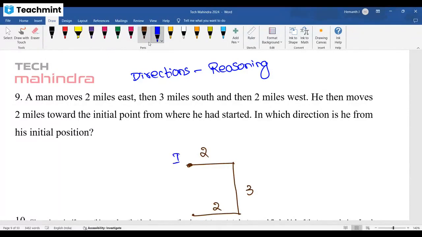He traveled 2 miles, which means he will be at this position. So from the initial to the final point, there is 1 mile. And in which direction is he from the initial point? He is down, which means south. So from the initial point, he is south, and the distance is 1 mile. Down means south, right means east, left means west, up means north. Directions, you can definitely find questions.